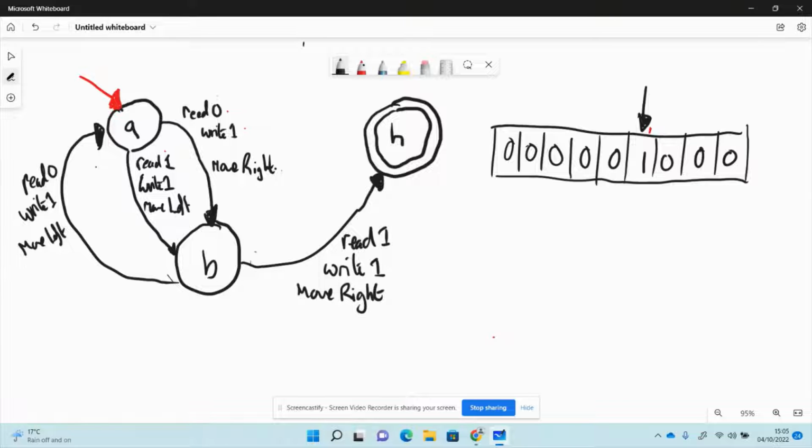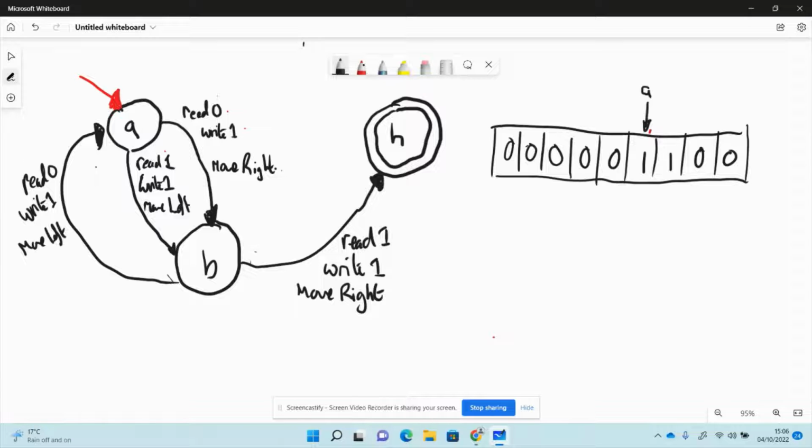and we're going to move right. So now we're pointing here. We can also write down that we're now in state B because we transitioned here. So we're in state B, we read 0, we write 1, and we move left. So we're going to write 1, and we're going to move left. So we're going to move back here.